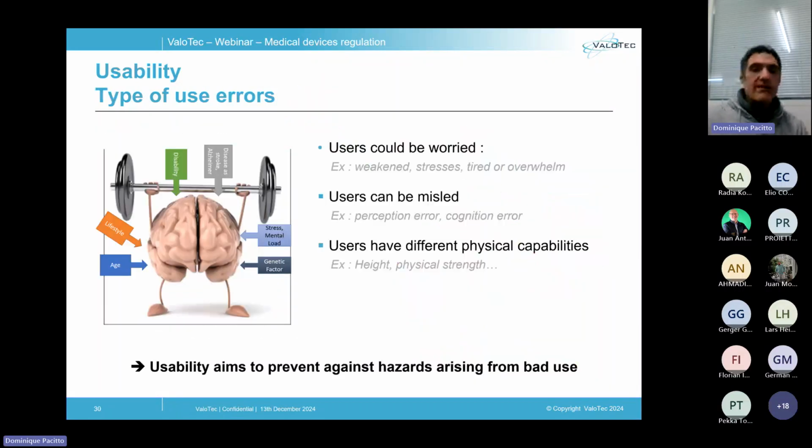The standard details the three types of error of use. The first one is the cognitive error due to tiredness, for example stress or mental load, which may lead the user to make mistakes with a device that is not very intuitive. We have to imagine the multitude of devices that the nurse has to verify in the patient environment at the hospital, for example. The second type of error is interpretation error.